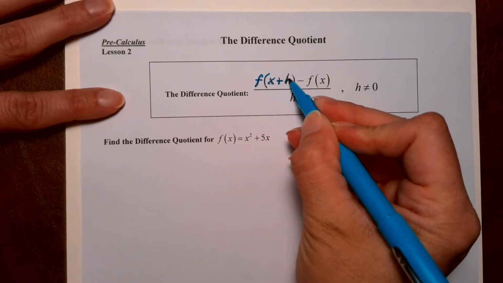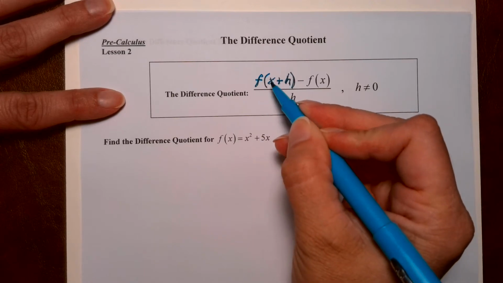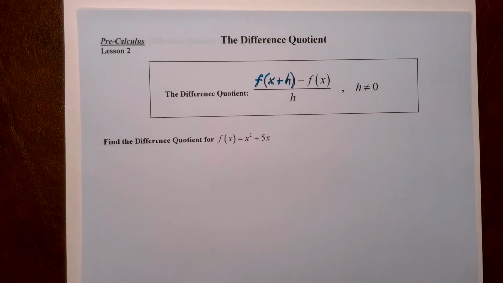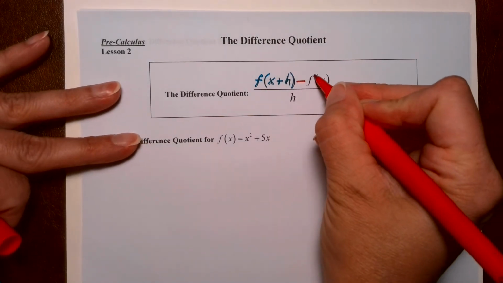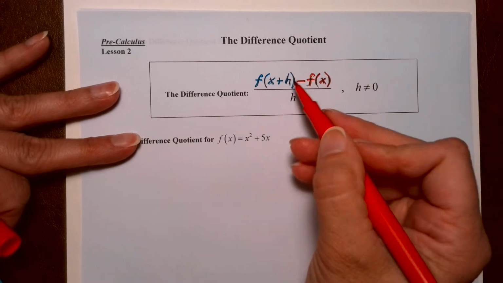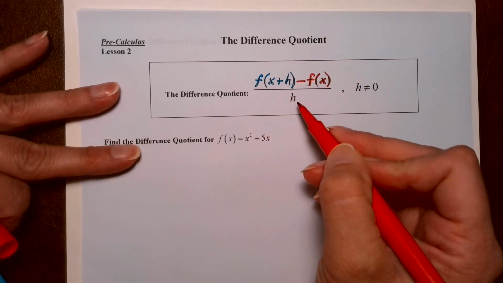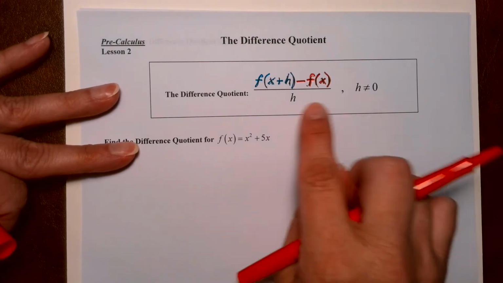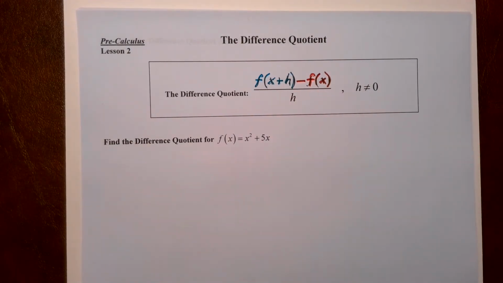So the first thing we're going to do is plug a quantity into the function. Then the second thing we're going to do is subtract that whole f of x function. Finally, the entire thing gets divided by h, and then of course we have to make sure that h does not equal 0, otherwise we would be undefined. This algebra is a little large.